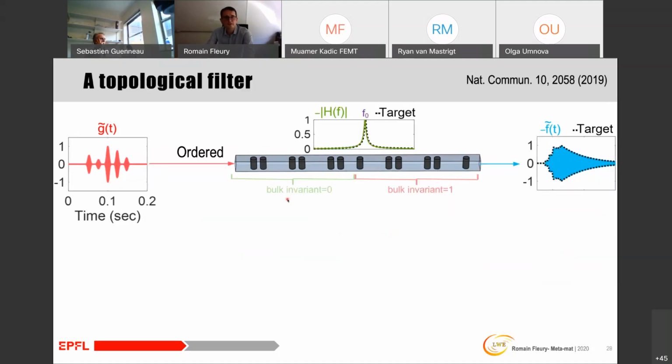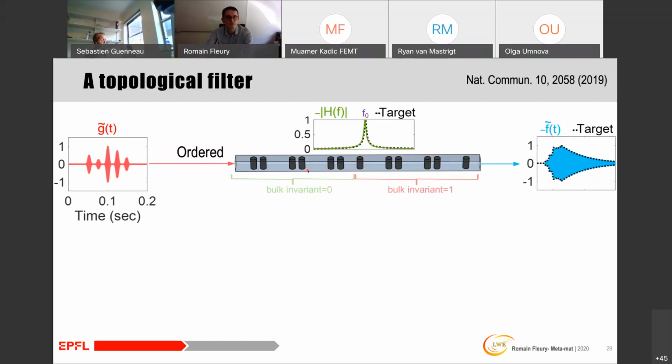So what I'm doing here is I say, okay, forget about the Bragg arrangement. Let's arrange differently those scatterers. Let's create a crystal here with a bulk invariant of 0 and 1 here. So I have a topological boundary in the middle. And let's send the same signal and design this thing so that I have my Lorentzian. Of course, I still get my response.